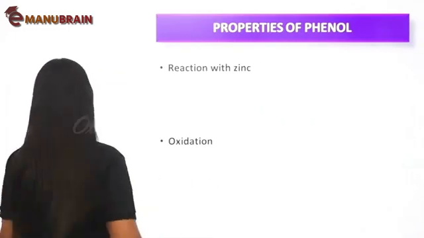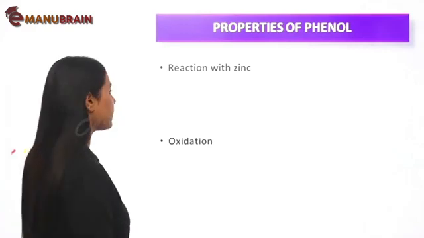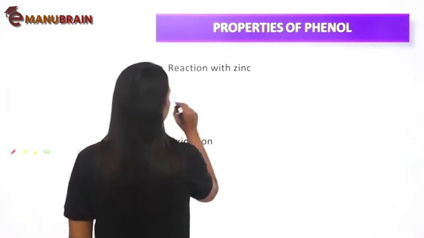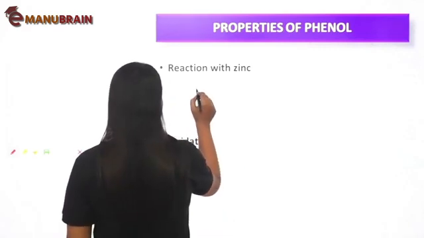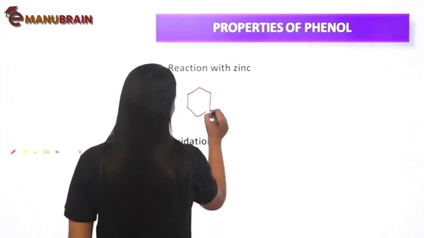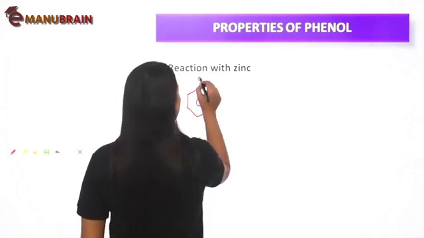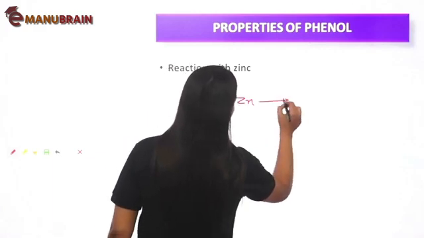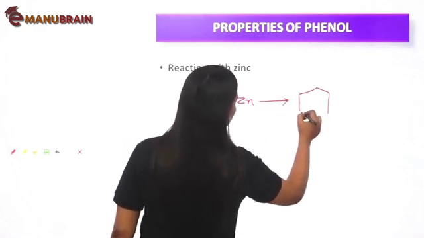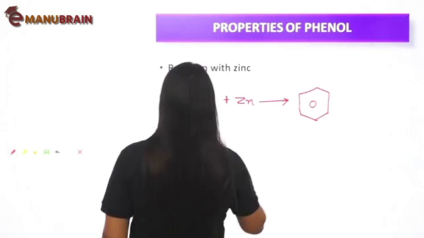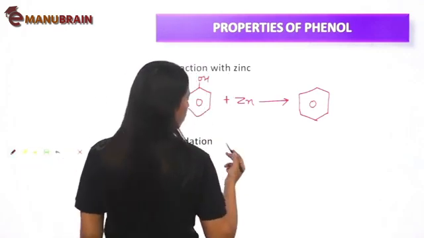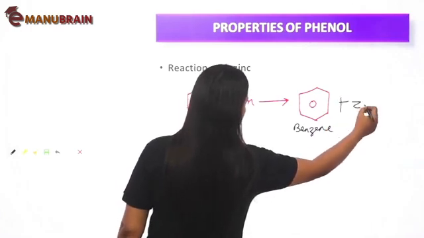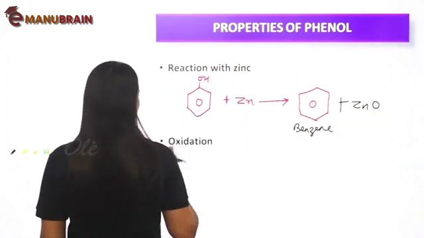So the next reaction is when phenol is reacting with zinc. So this is a very common example when you have studied about aromatic compounds formation, right? Benzene formation. So phenol is actually being reduced using zinc, or sometimes it is also written as zinc dust. Zinc powder is being used. So it results in the formation of benzene, and zinc removes this O as zinc oxide.